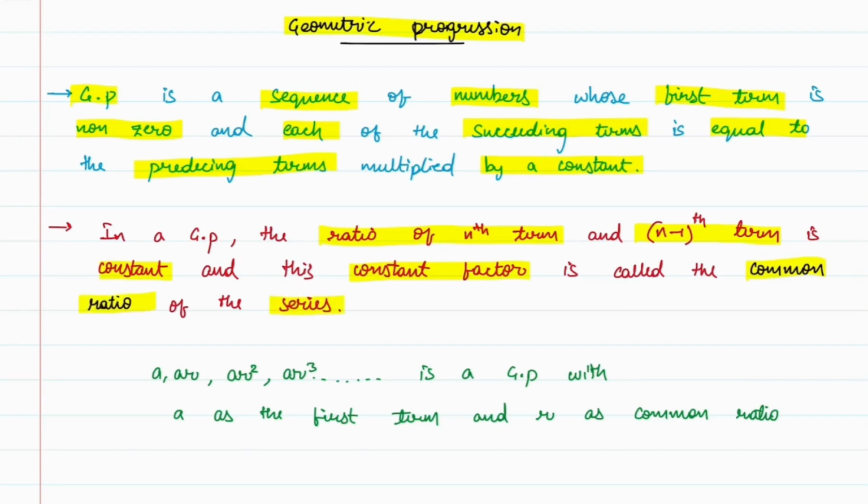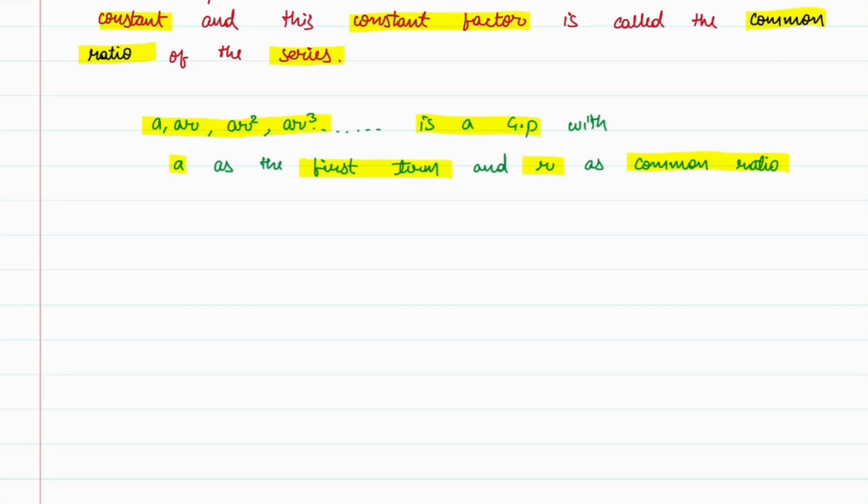So, when we represent a geometric progression in mathematical terms, the sequence a, ar, ar², ar³ is a GP with a as the first term and r as the common ratio. a and r can take any numerical value.